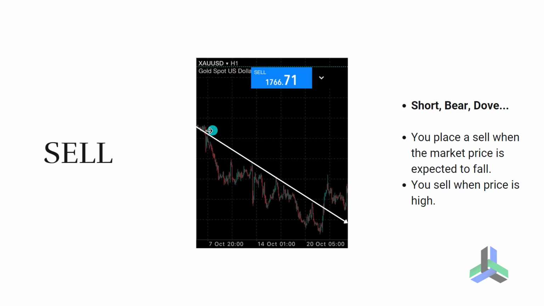Look at this chart. You can see that the market price is falling down. So at this point, if you place a sell, you'll be in profit. When it goes down, it makes some retracement back and it goes down like so. Sell is the position you enter when you expect the market price to go down.